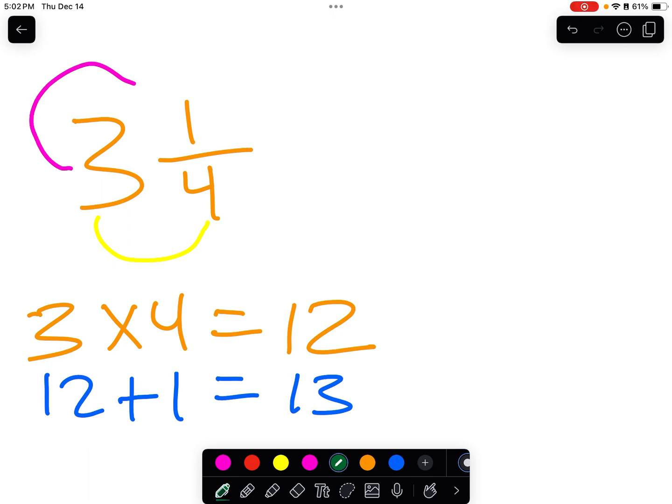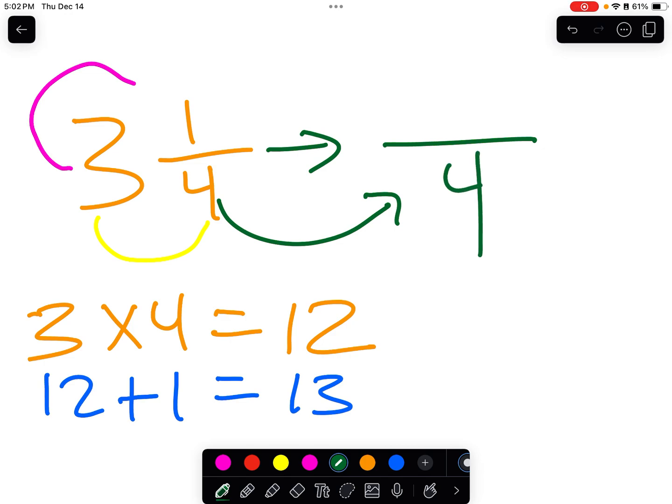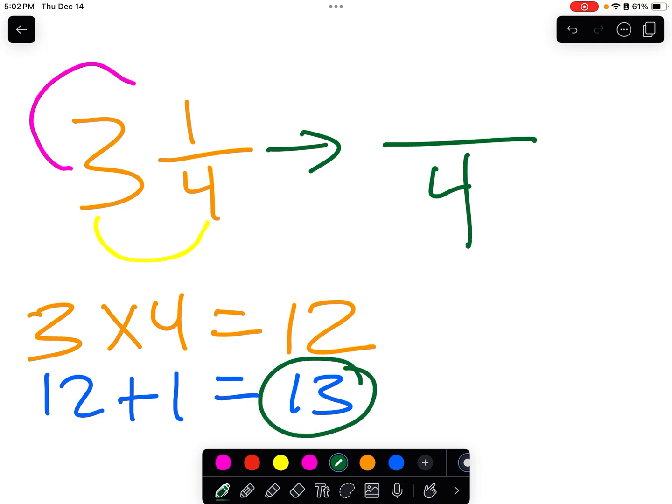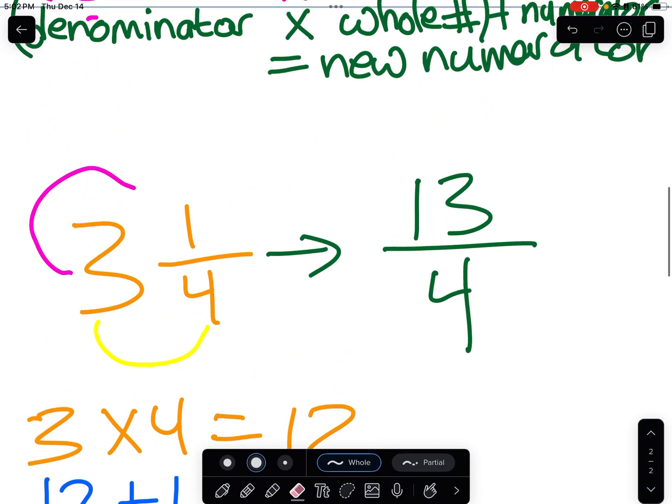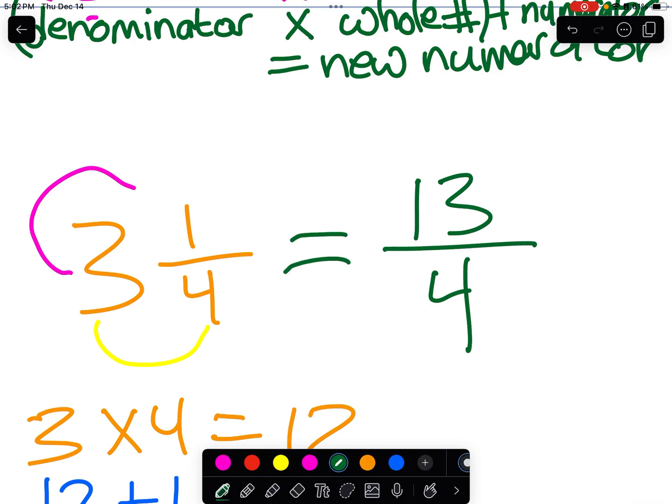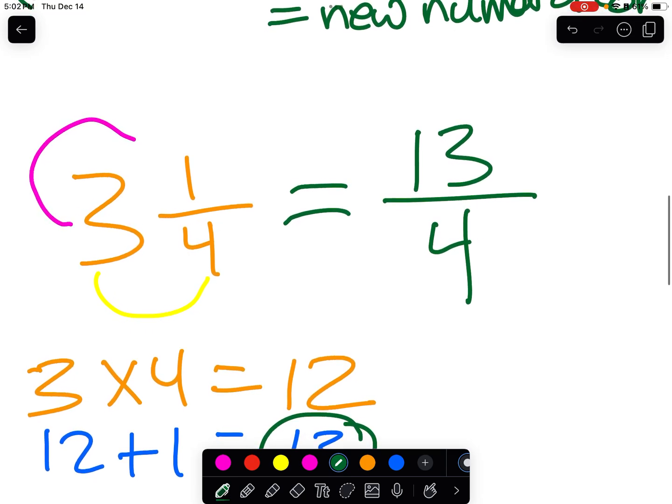Now remember here, we are going to keep the denominator the same. Denominator stays the same. And now, here's our new numerator, and it is 13/4. So 3 1/4 equals 13/4.